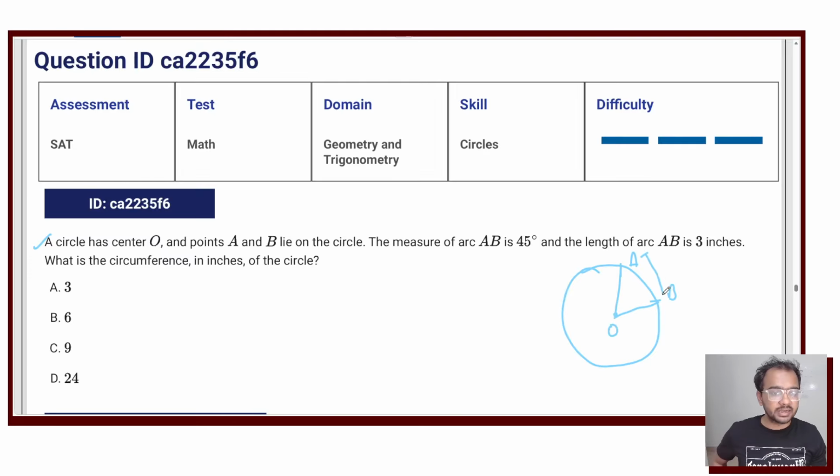They have given you this arc length AB. This arc length AB is 3 inches. What do they want? The circumference. Circumference is the total length. So I can form one equation.